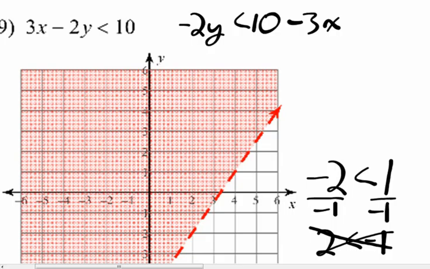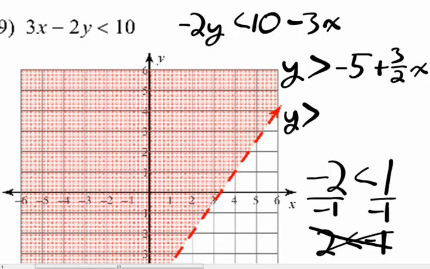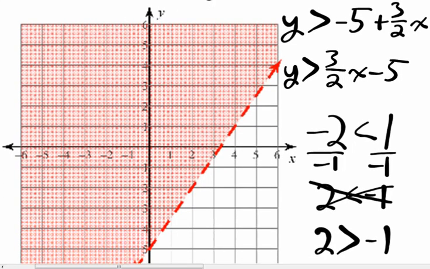Now when we divide both sides by -2, this changes to y is greater than -5 plus 3/2 x. And if you want, you can flip this around to be y is greater than 3/2 x minus 5. That puts it in more slope-intercept form. And we're going to use that idea for the next 3 problems. But anyway, this has a y-intercept of -5 and a slope of 3/2, so you rise 3, run 2. There's the second point. We're talking about greater than this time, so we're shading on the upper side of the function.